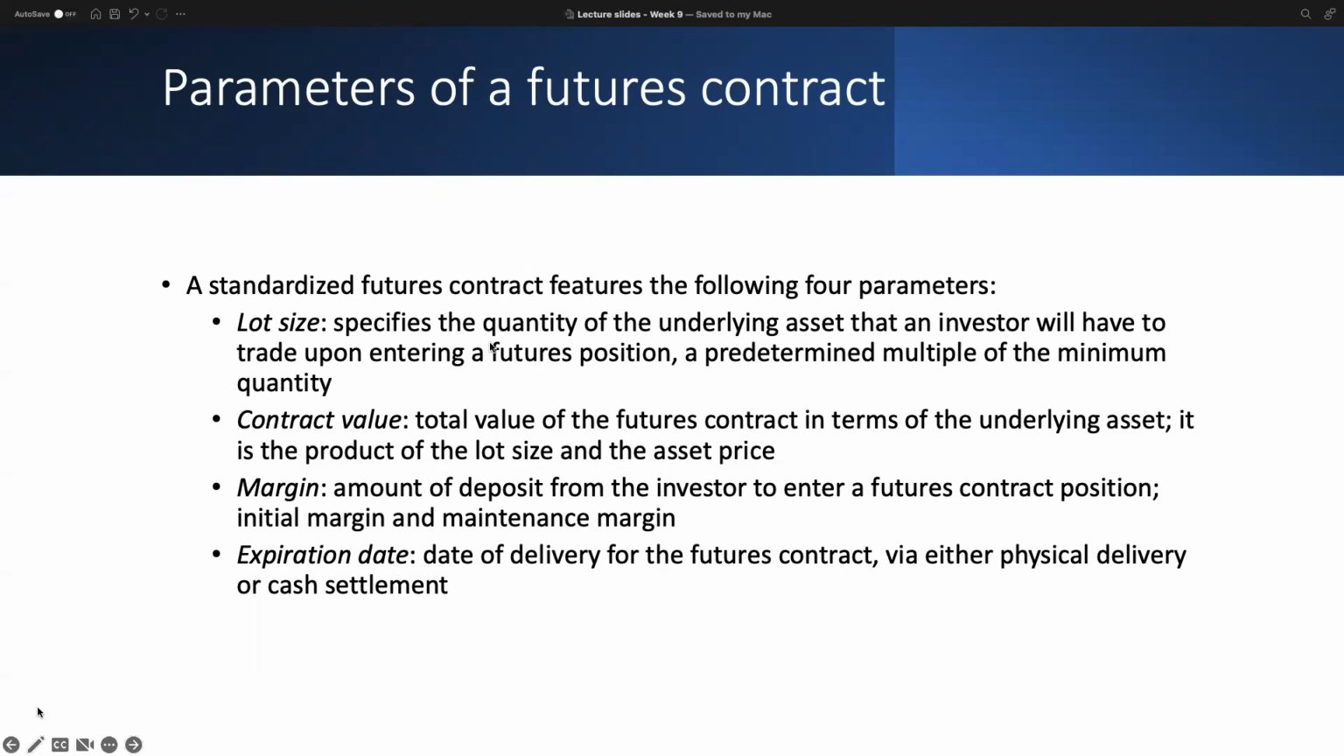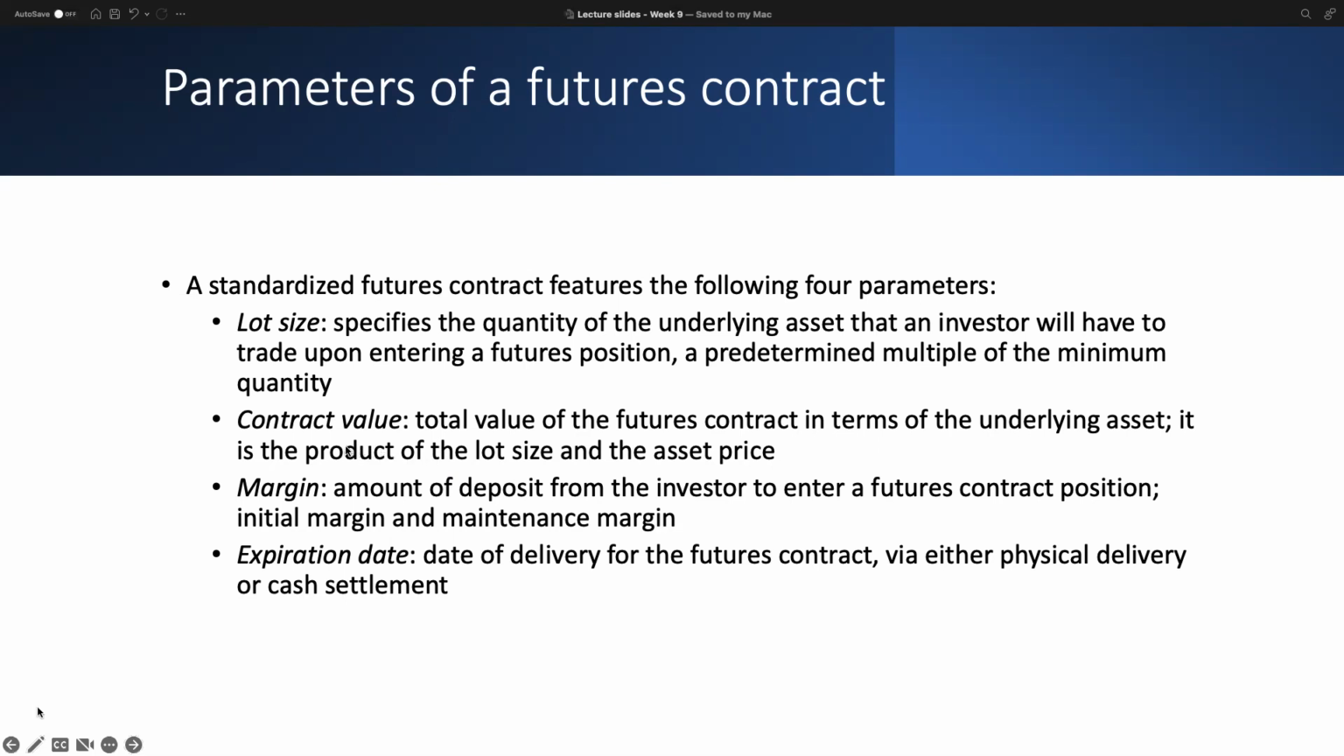Let us look at the parameters of a futures contract. We have three parameters here. The lot size specifies the quantity, the size of the order in the underlying asset that will be traded. It is a predetermined multiple of the minimum quantity, which means that if each futures contract corresponds to 100 stocks, then in total I can trade 100 stocks using one futures contract.